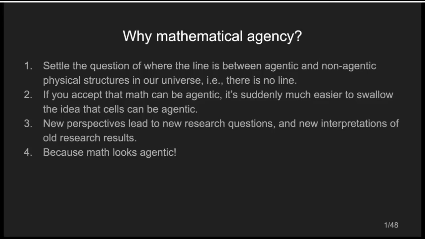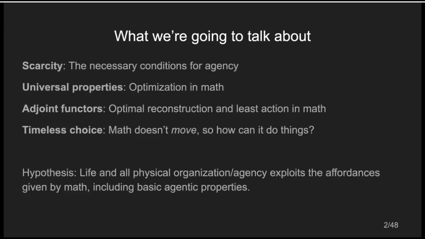So first of all, why talk about mathematical agency? There's a few reasons. One is that it could settle the question of where the line is between agentic and non-agentic things in our universe. There is no line because it's all math. Also, if you think math can be agentic, it's suddenly pretty easy to think that cells can be agentic, so that stuff is pretty easy to swallow. In general, new perspectives means new questions and new interpretations of old results, so that could be useful. And finally, and what's really going to be the focus of this talk, is that math looks agentic, so we should call it agentic.